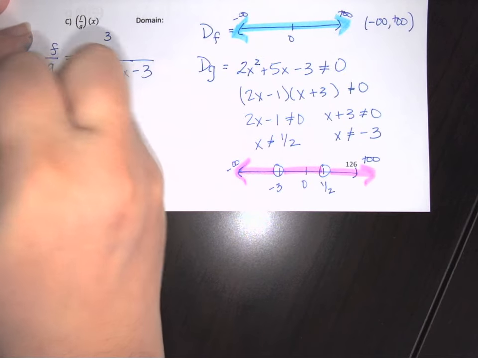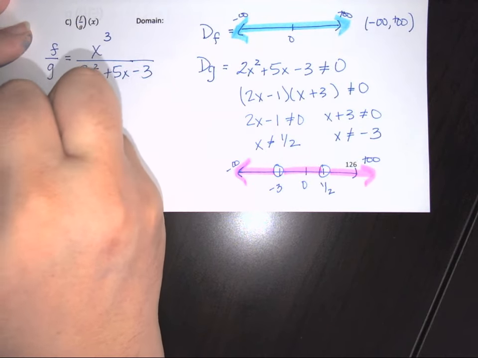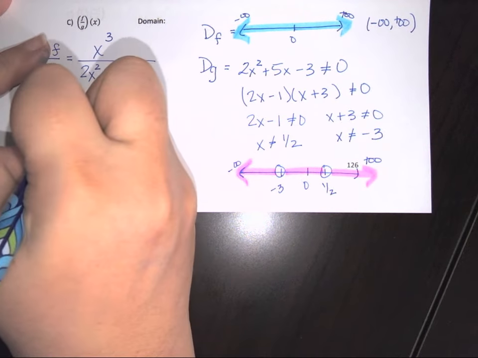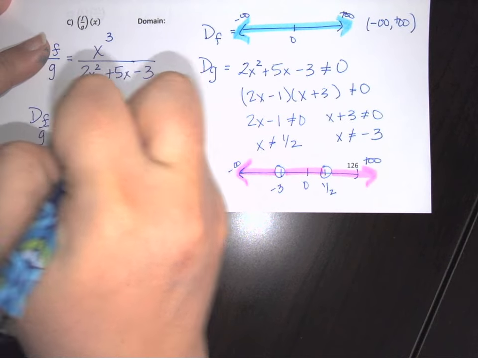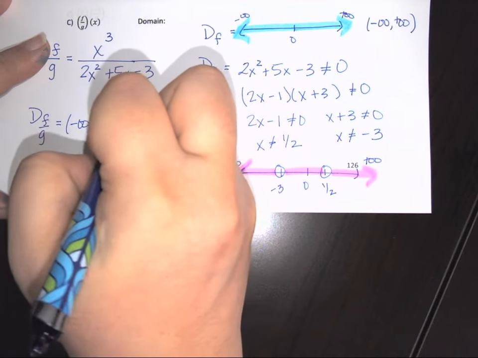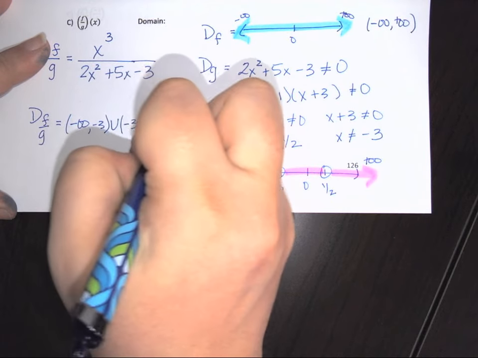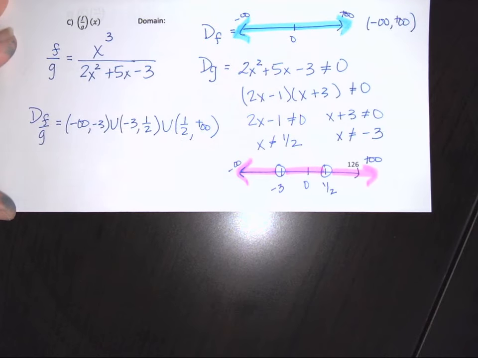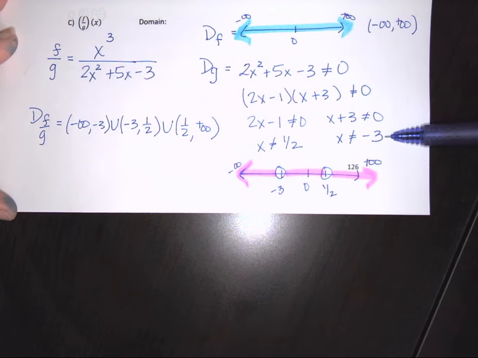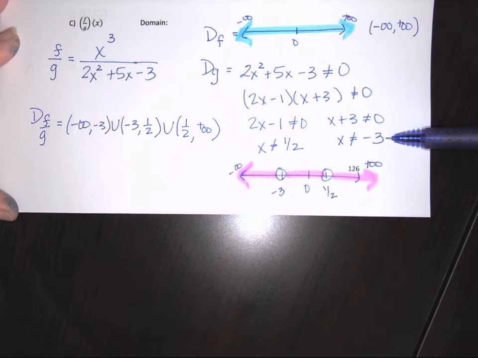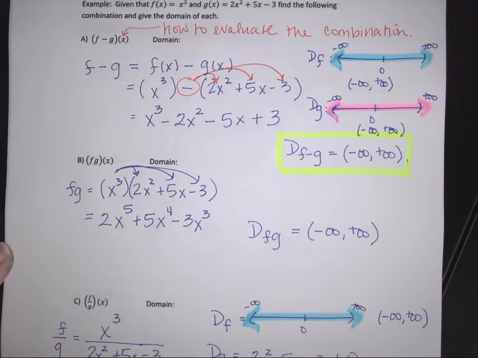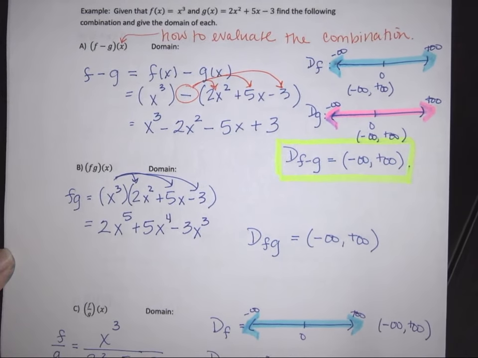Therefore, my domain for f divided by g is going to be the intervals of g. So I'm going to go from negative infinity to negative 3, union negative 3 to 1 half, union 1 half to positive infinity. What you have to remember is that however many places where you have an error, you need one more when you're creating your interval. So that's a quick example on being able to find combinations when you evaluate by just the x value.